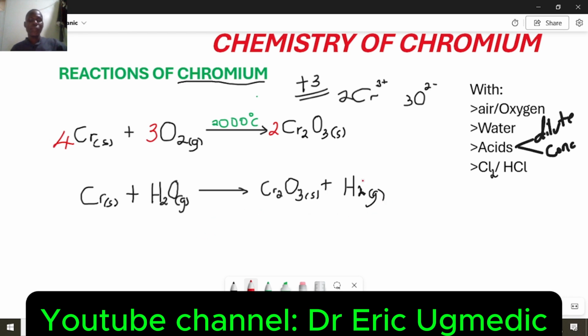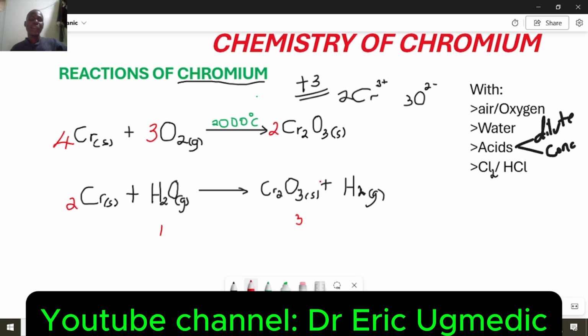What shall we start with? We can start with chromium. So this side I can put a 2. I'm assuming that I don't know, so I'm just using a pencil for the first time because I don't know what to use. Then the chromium will be balanced. I can move on to hydrogen. Hydrogen, this side we have 2, and then this side we have 2 as well. Then what of the oxygen? Oxygen, this side we have 3, and on the left hand side we have 1.